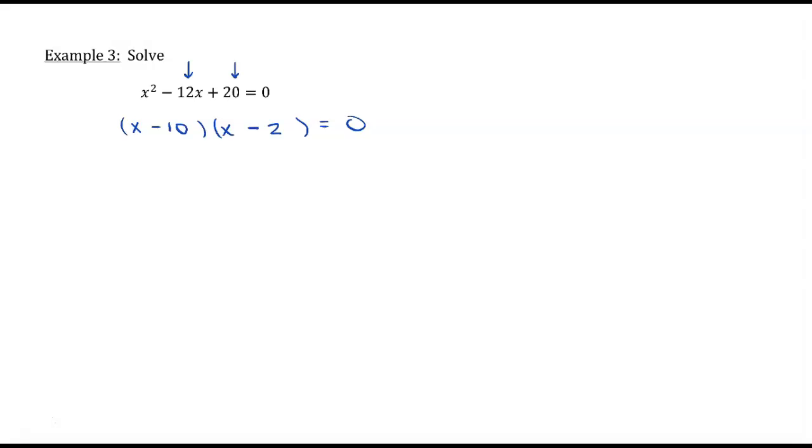Now that we've factored the quadratic that's on the left side of this equation, we can use the zero factor property. With two factors having a product of 0, it must be true that x minus 10 is equal to 0 or that x minus 2 is equal to 0. If x minus 10 is equal to 0, that means that x must equal positive 10. And if x minus 2 is equal to 0, that means that x must be positive 2. We again have a solution set with two solutions for x. X can be 2 or 10. Let's go on to example 4.